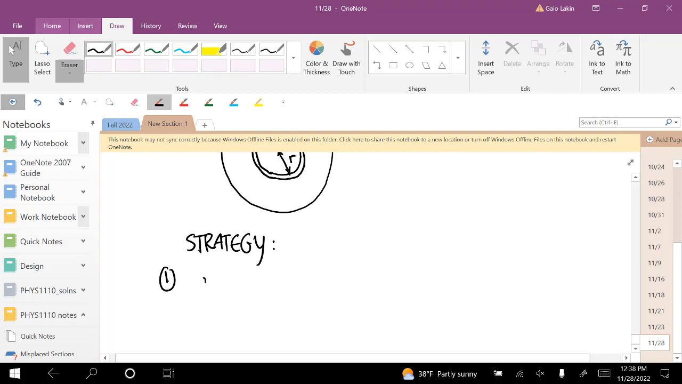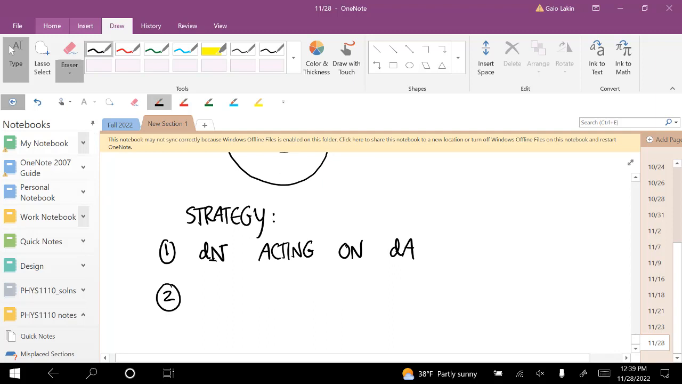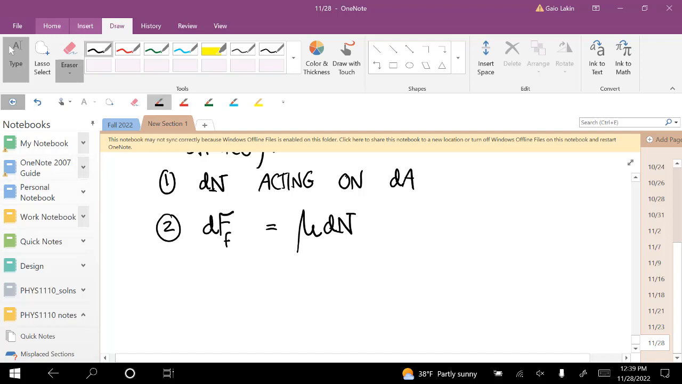First, I'm going to figure out the infinitesimal normal force acting on that ring. And I'll call that little ring dA. Okay, it's our little infinitesimal piece of area. Once we have that, we can figure out the total friction force. So I'll call that d force of friction, because that's just equal to mu times our infinitesimal piece of normal force. And then our infinitesimal piece of moment, so dm, is equal to little r times d force of friction.